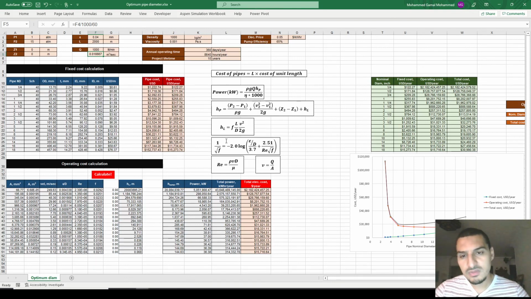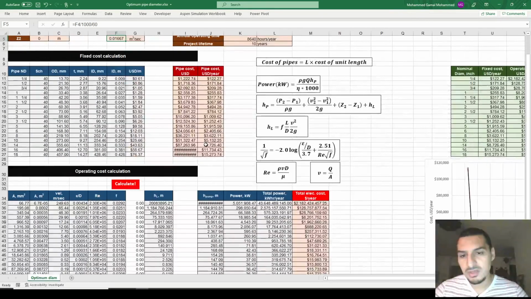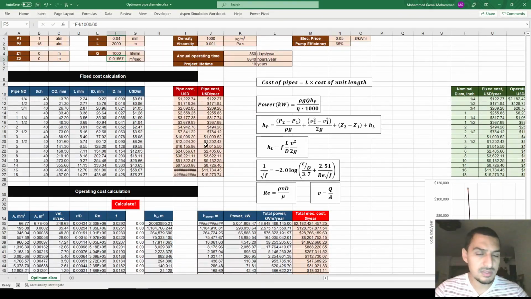In the next video, we'll see if we want to include the pump as a fixed cost, and maybe the fittings. What shall we do? So this is going to be the topic of the next video. Don't forget to save the file as XLM file so that the macro is saved. Otherwise, it's not going to be saved.